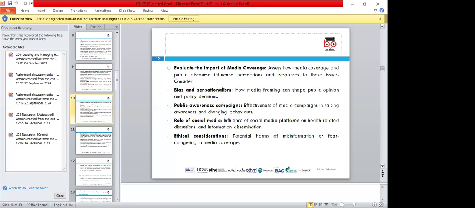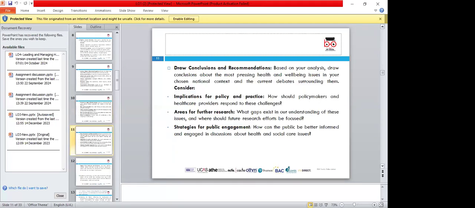Role of social media, influence of social media platforms on health-related discussions and information dissemination, and ethical consideration, potential harms of misinformation or fear-mongering in media coverage. All right?